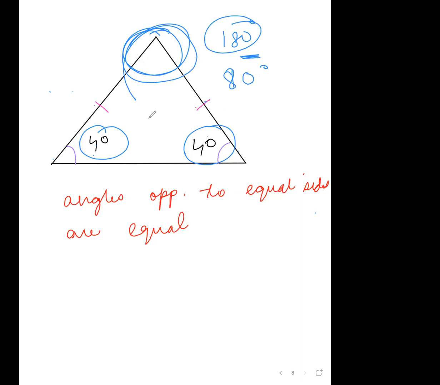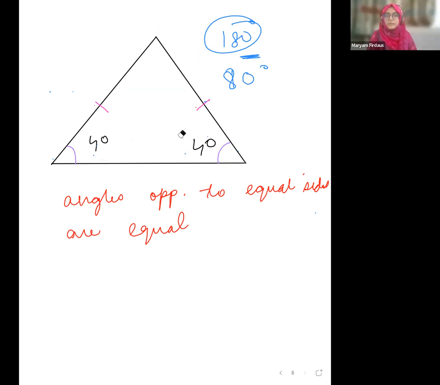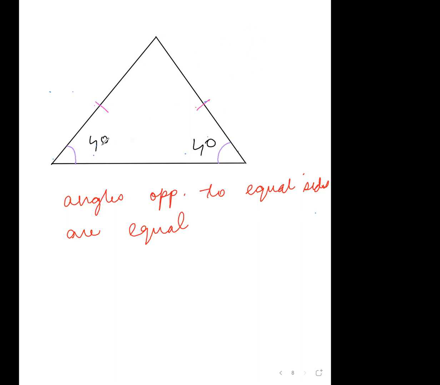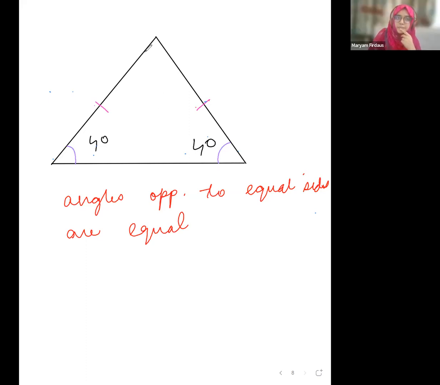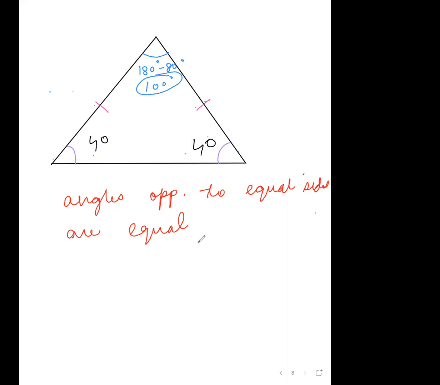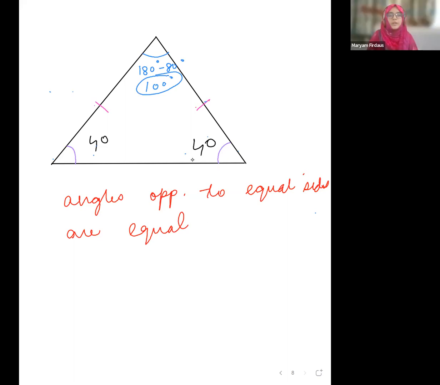So what is 180 minus 80, Hiba? 100. Very good. So this is 180 minus 80, which is equal to 100 degrees. Is that clear? Do I have to write it down? No, you don't have to write it down. The question was only asking you to find X, and we did that. Okay, let's come to the second one.